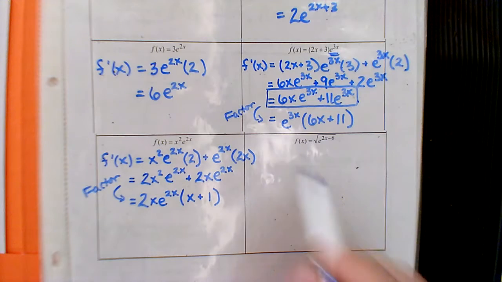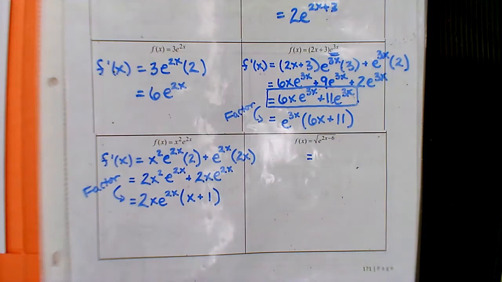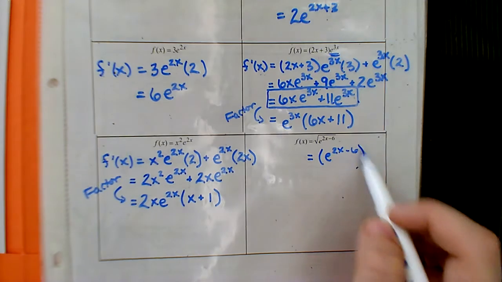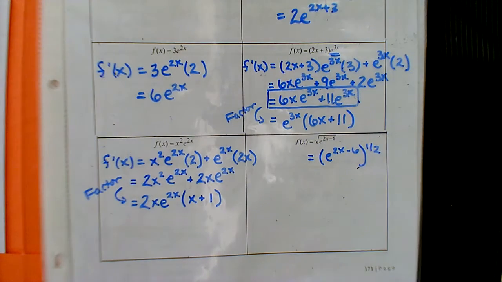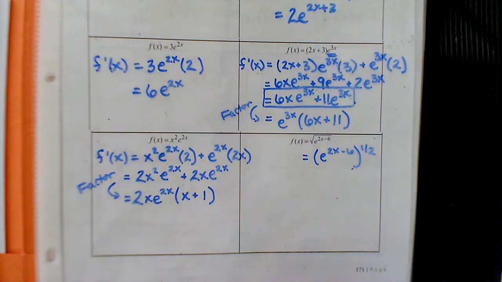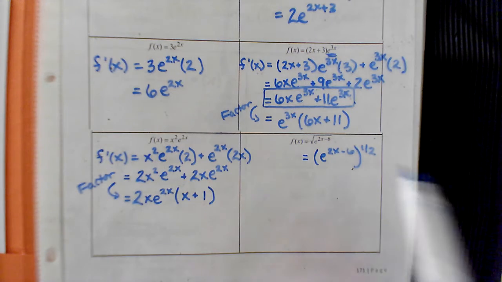All right, let's try the last one. I'm hoping we're getting in the habit: whenever you see a root, go ahead and rewrite it as a power. So where do you guys want to go from there? Yeah, we got a chain. Do you see inside, outside?